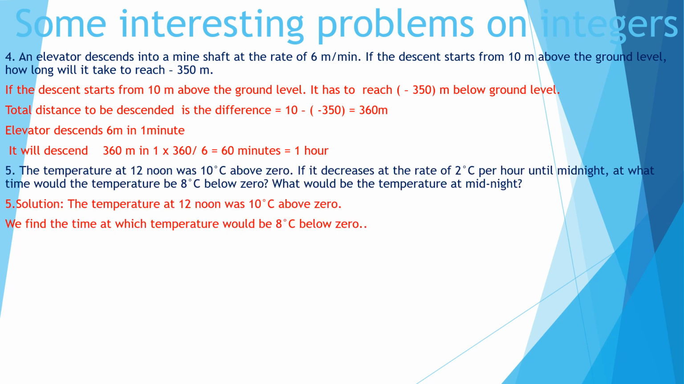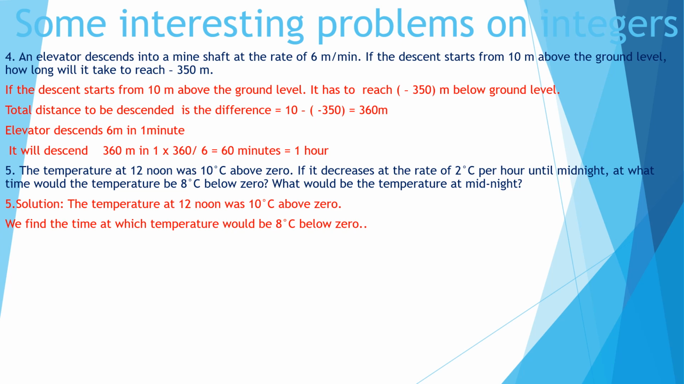Now let's come to another problem. The temperature at 12 noon was 10 degrees Celsius above zero. If it decreases at the rate of 2 degrees Celsius per hour until midnight, at what time would the temperature be 8 degrees Celsius below zero? And second, what would be the temperature at midnight?